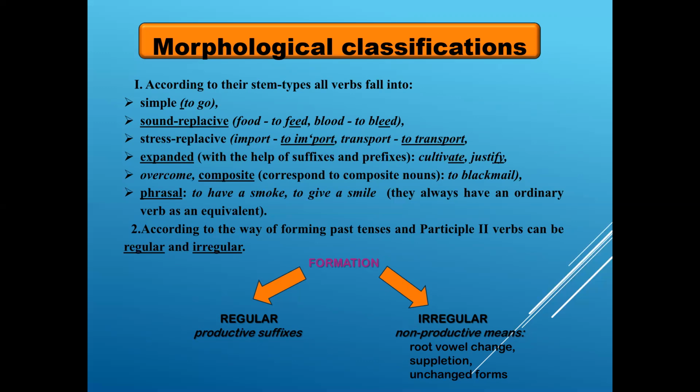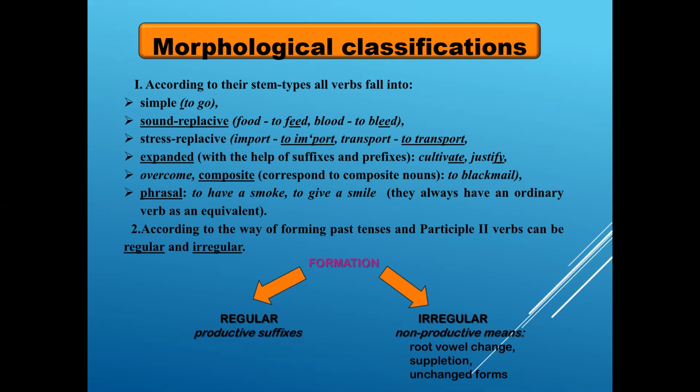Justify, cultivate. Composite: overcome, which corresponds to composite nouns, to blackmail. And phrasal is to have a smoke, to give a smile. So they always have an ordinary verb as an equivalent.